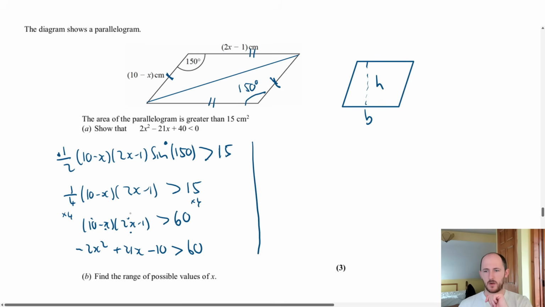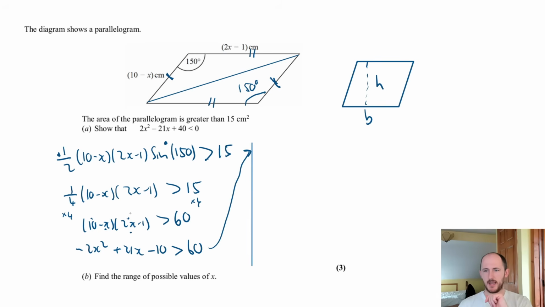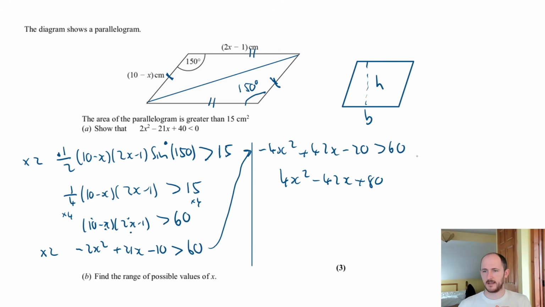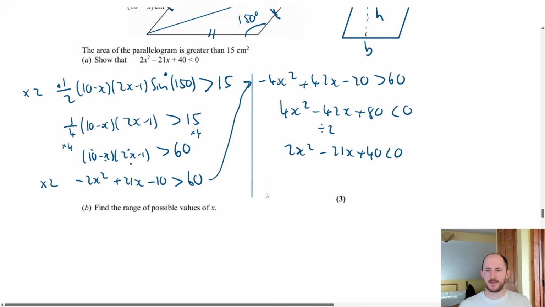Now, there is one thing that we also should bear in mind. This equation here is for one of the triangles, but we're looking for 2 identical triangles, so we do need to times this by 2. So at the end, we're going to times this by 2 to get minus 4x squared plus 42x minus 20 greater than 60. And all we need to do is move everything over to the right-hand side. So 4x squared minus 42x plus 80 is less than 0, because again we've moved it all over to the right hand side. Now this looks like this, but it's 2 times bigger. So if I divide everything by 2, you get your final answer of 2x squared minus 21x plus 40 is less than 0. This is find the range of possible values.